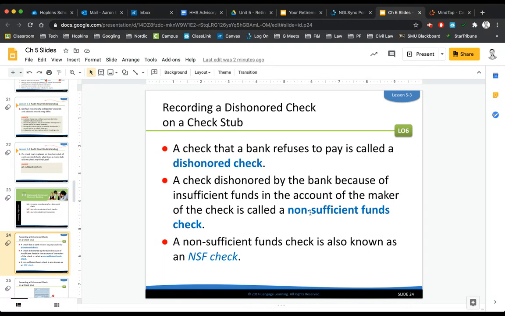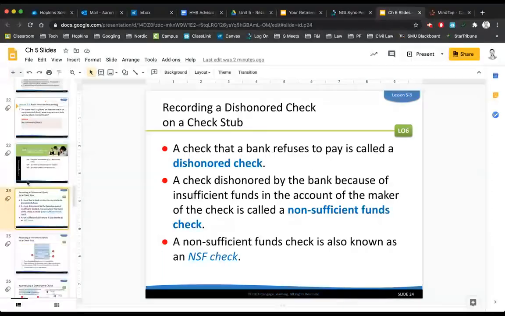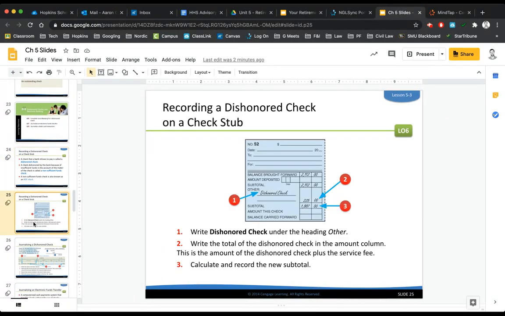A non-sufficient funds check is also known as an NSF check. This is a term that'll keep popping up, so be familiar with it. Step 1 of recording a dishonored check is to fill out a check stub to make a note that the bank was not able to cash that check from the client.